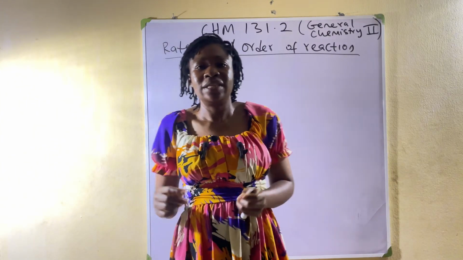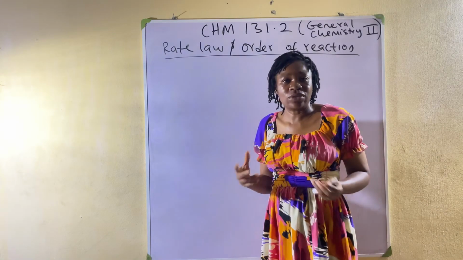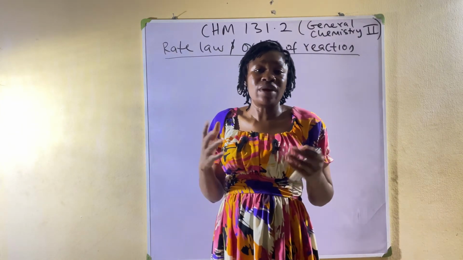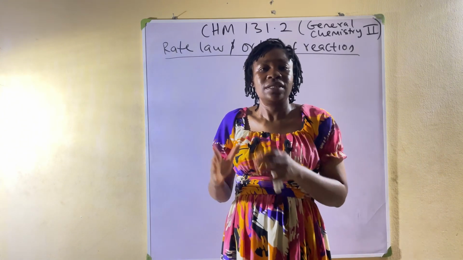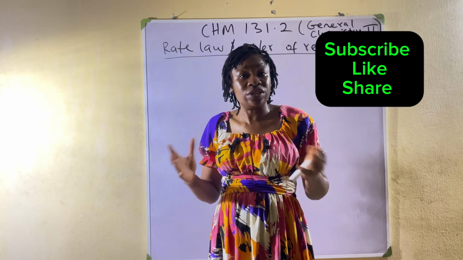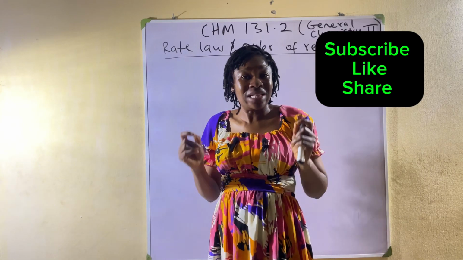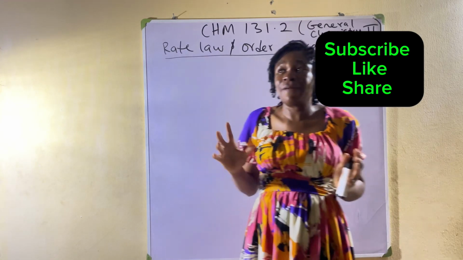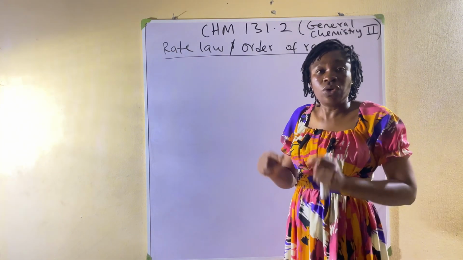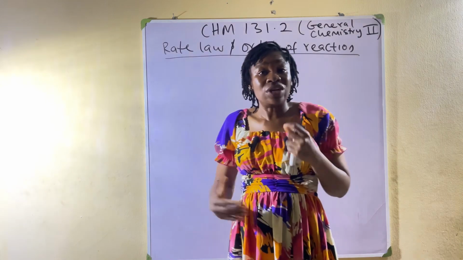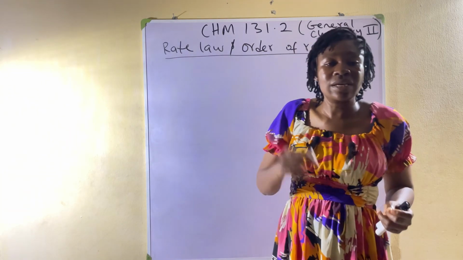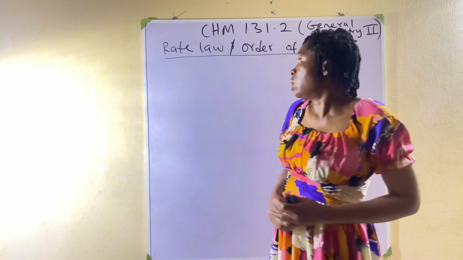Today's lesson, we're looking at rate laws and orders of reaction. In the previous video, we talked about the rate of chemical reaction and factors that affect it. One of the factors is concentration, catalyst and the rest. The most important factor we're discussing is concentration. We know that the rate of chemical reaction increases as concentration increases and decreases with decrease in what? Concentration.